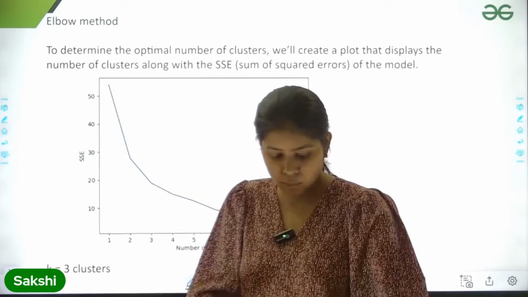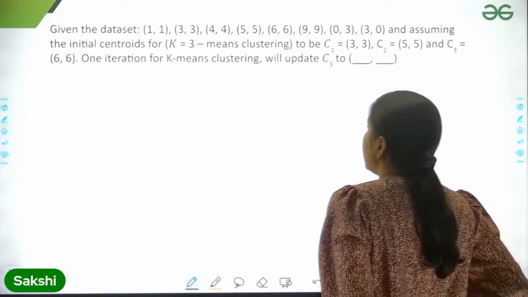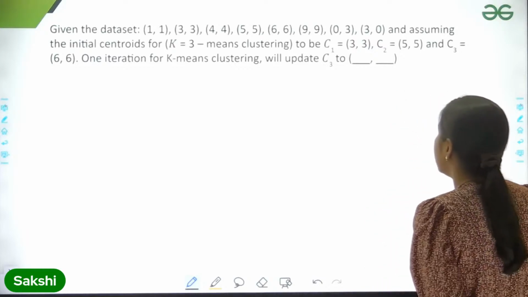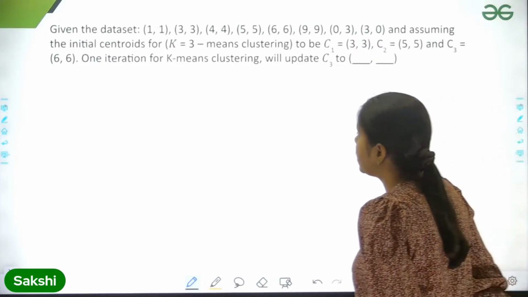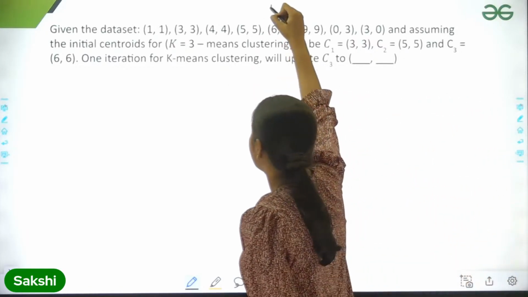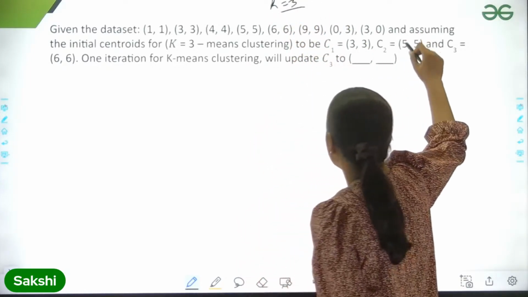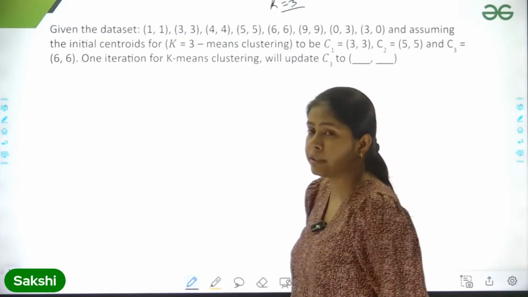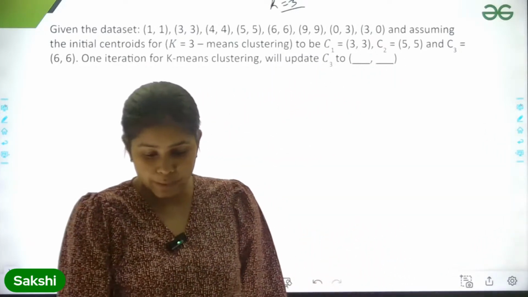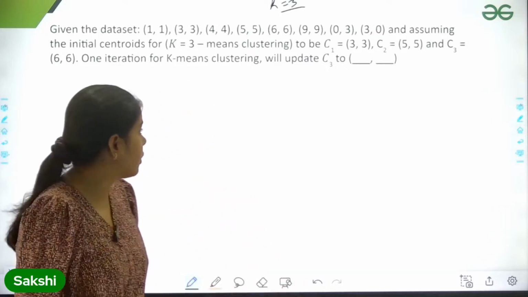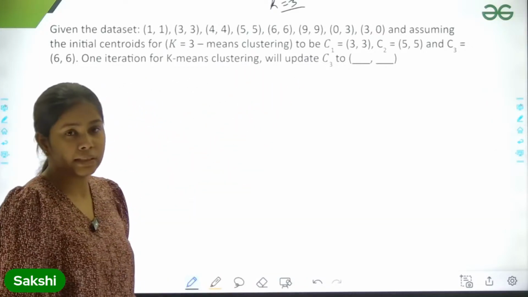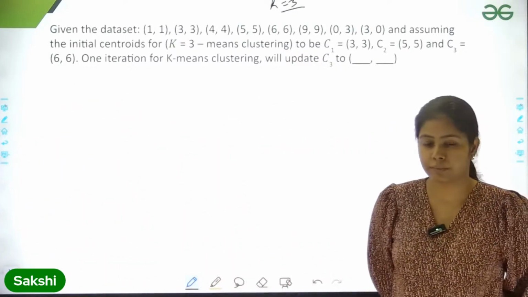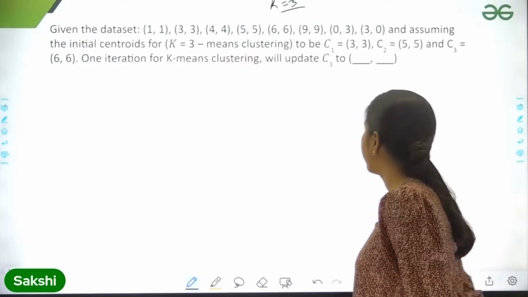Right, now let's discuss some questions. So this is a question, guys. Given the data set, we have some points: 1 1, 3 3, 4 4, 5 5, 6 6, 9 9, 0 3, 3 0, and assuming the initial centroids for 3-means clustering, so that means we have to take 3 clusters here, to be C1 3 3, C2 5 5, and C3 6 6. One iteration of K-means clustering will update C3. So what would be the updated C3 if I apply the clustering algorithm once? That means what would be the updated centroid for the C3 cluster?